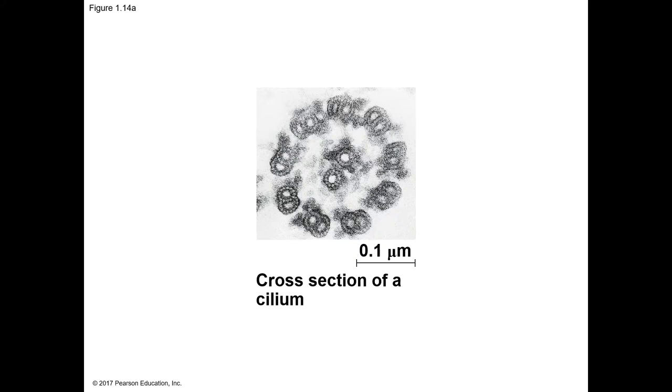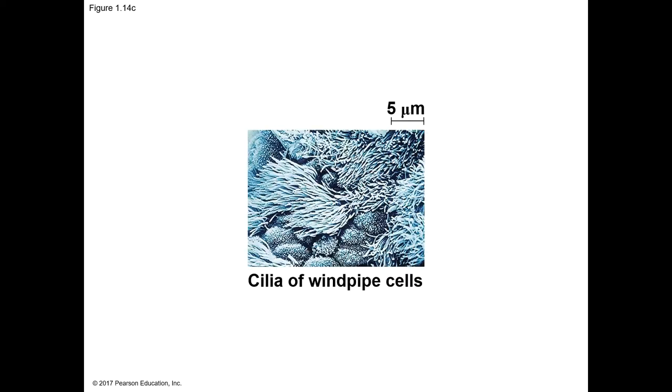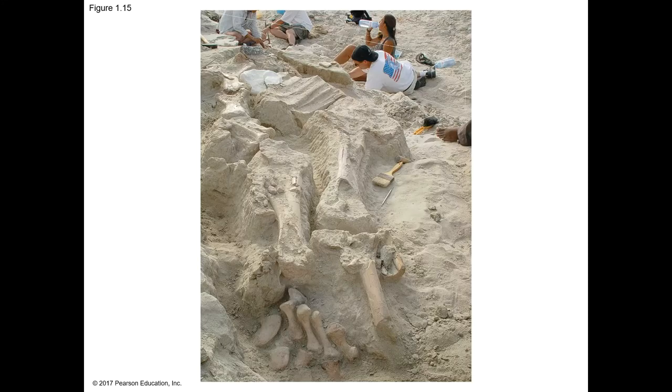So here, if you look, you can see there's, I think, 9 on the outer ring. There's 9 doublets on the outside. They look like 8s almost. And then there's 2 on the inside, and that's the cross-section of a cilium. It doesn't matter whether it's on the hair of a paramecium or inside of a windpipe. They're structurally going to look the same.